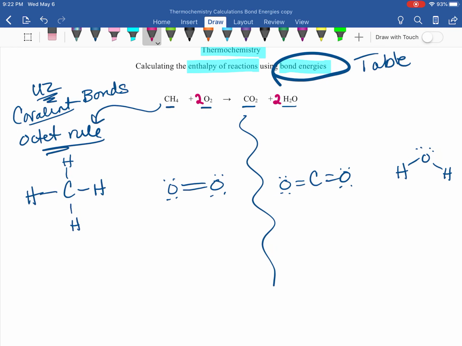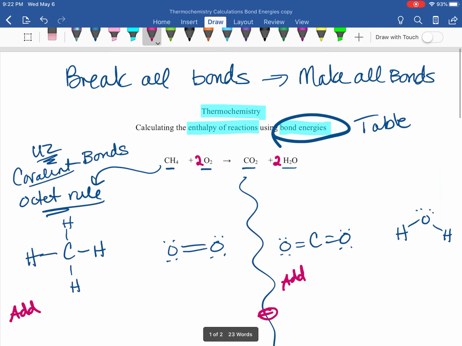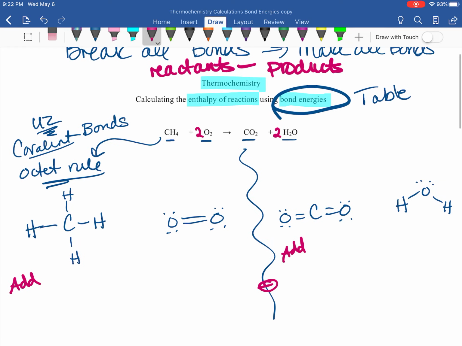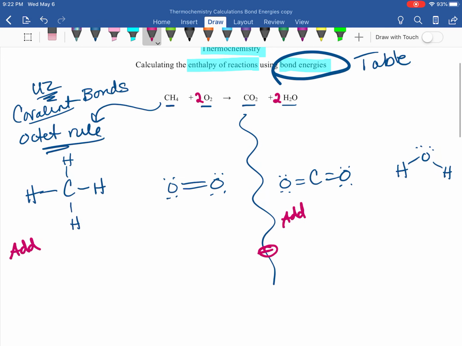So then we're literally going to add up all of our bonds on both sides and then simply subtract them. Now notice this time it's reactants minus products. And that's because there's no negative on that table. So write that on your cheat sheet. When you're using your bond energies, you keep whatever's on your table, but this time you subtract reactants minus products.